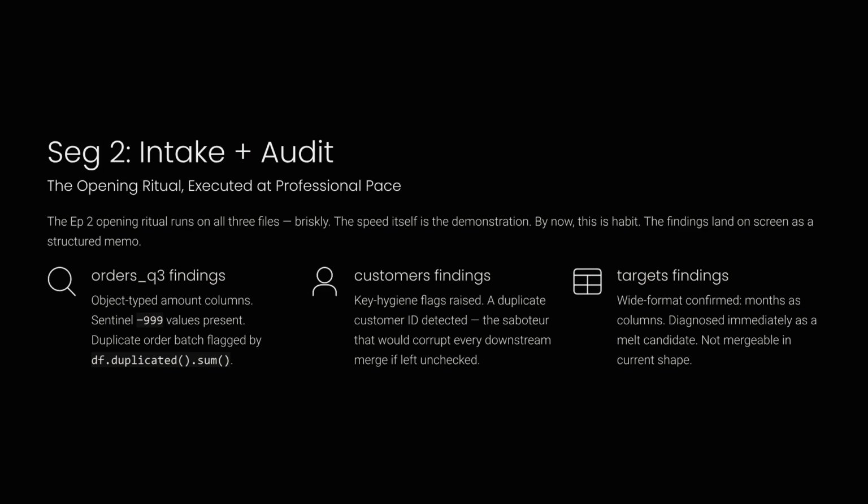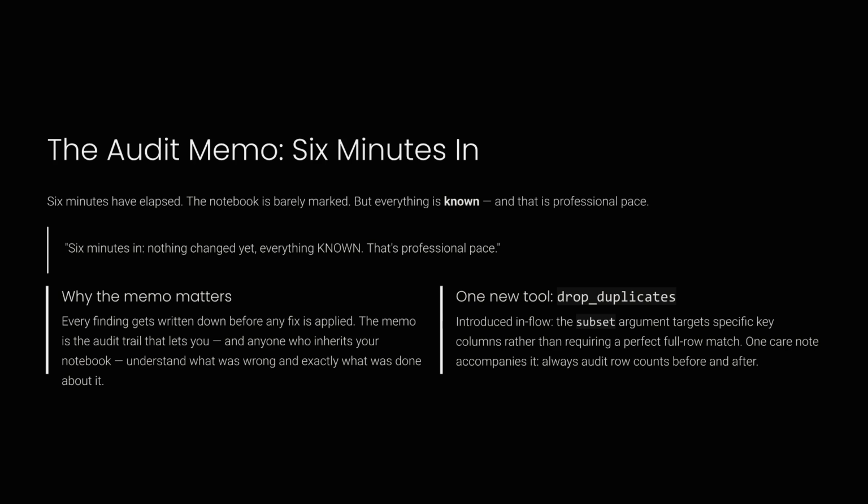We execute our opening ritual with speed and precision. Our audit identifies missing or incorrect values in our orders file, potential duplicate customer keys, and the need to melt our targets file into a long format. After 6 minutes, we have a clear, documented audit memo. This trail is essential for understanding what was wrong and how we fixed it. We also introduce the Drop Duplicates tool, emphasizing the importance of audit trails.